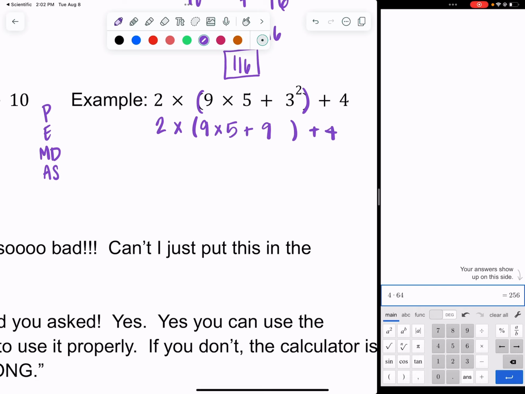I'm still not done inside the parentheses. I know I have to do multiplying and dividing inside the parentheses. Well, I have a 9 times 5. Now I do the adding and the subtracting inside the parentheses. 45 and 9 is 54.